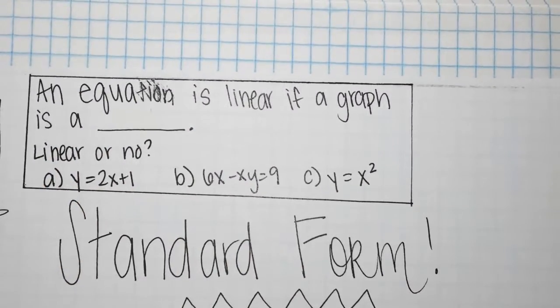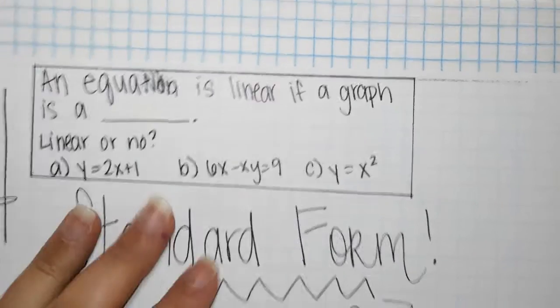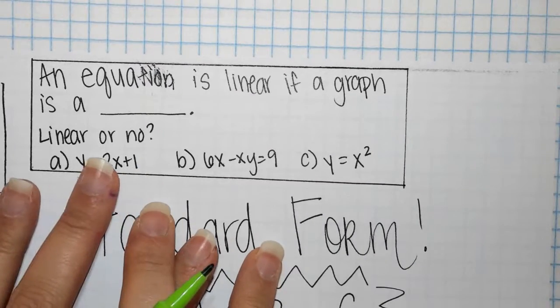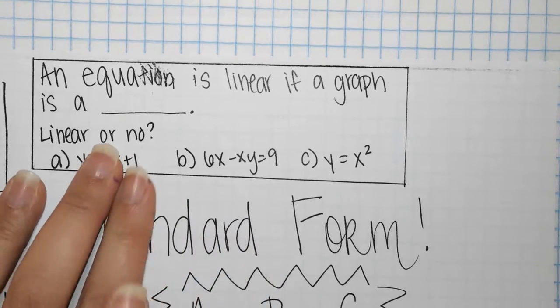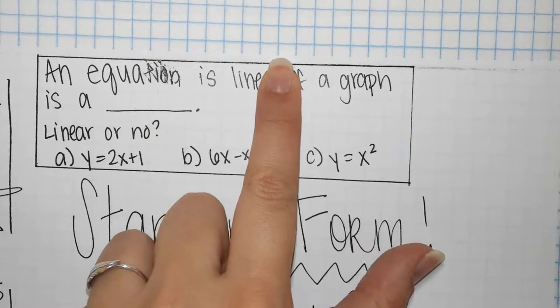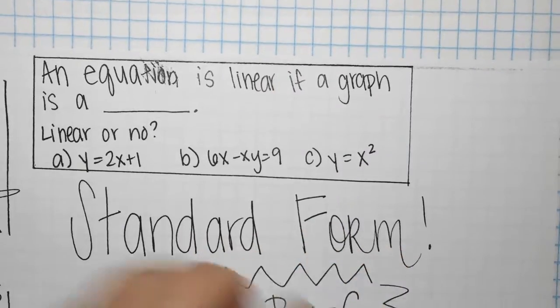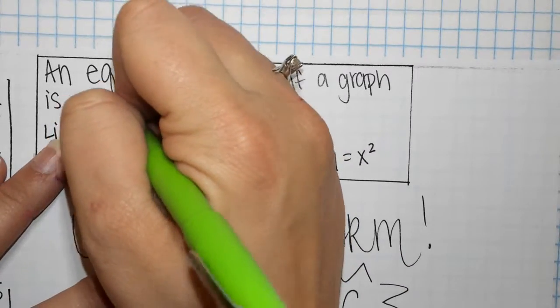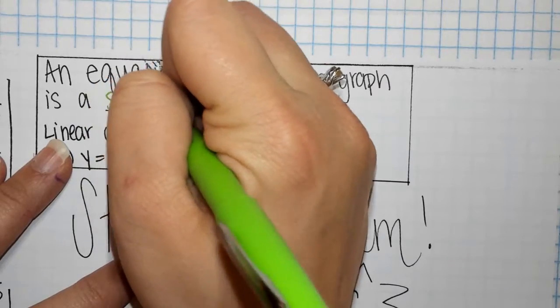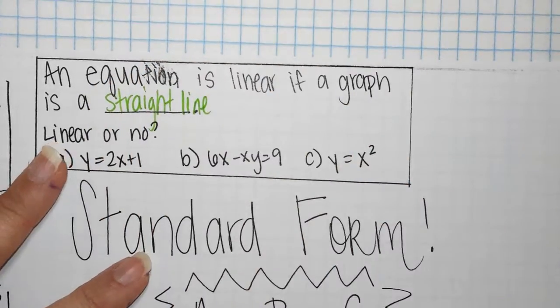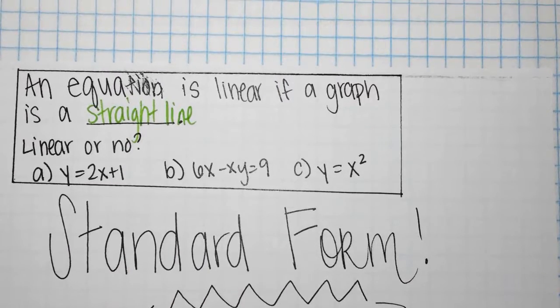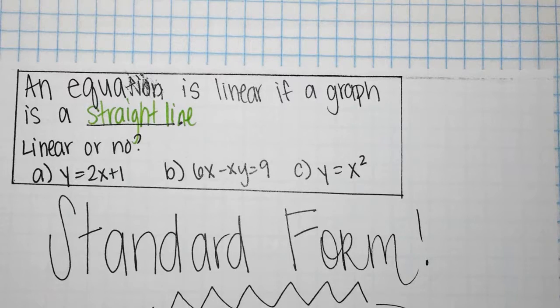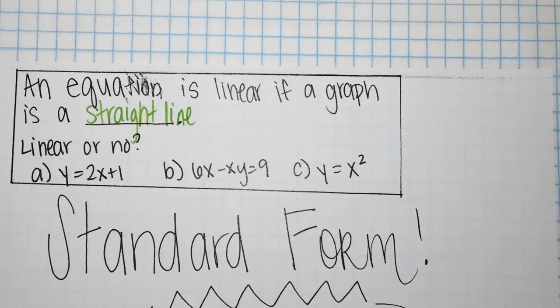Alright, so our first thing that we need to talk about is an equation is linear if a graph is a what? What do you think it has to be for it to be linear? What is in the word linear? A line. So what kind of line do you think it has to be? A straight line. Take a point. Have confidence in your answer. Straight line. Yes. But it could be a parabola, so it would be a curvy line.